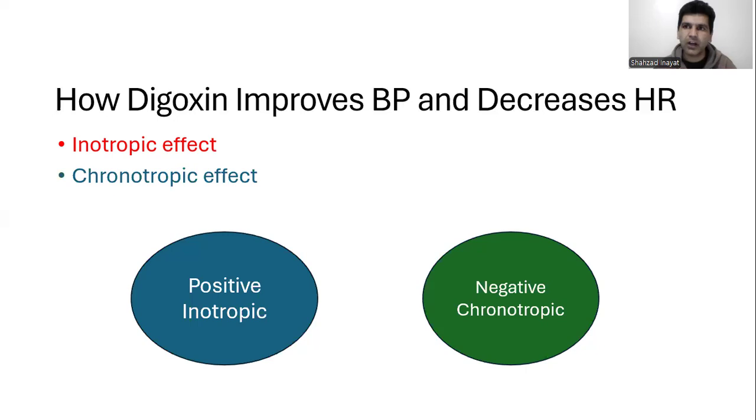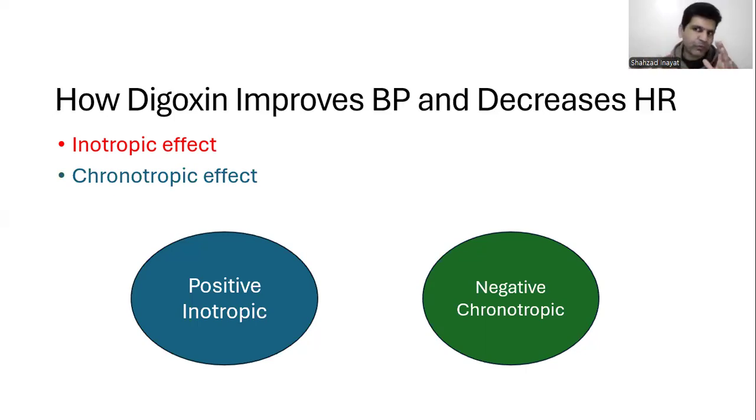So this is how digoxin works and improves the blood pressure. Why? Because by increasing the force of contraction, there will be an increase in the stroke volume and cardiac output. Therefore, there will be an increase in the blood pressure.